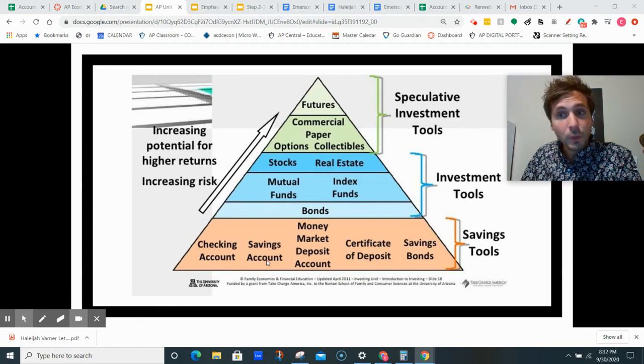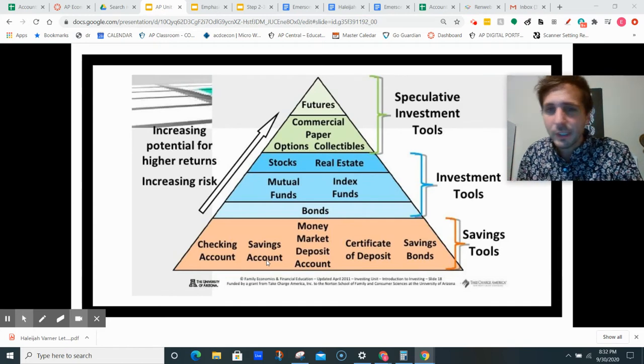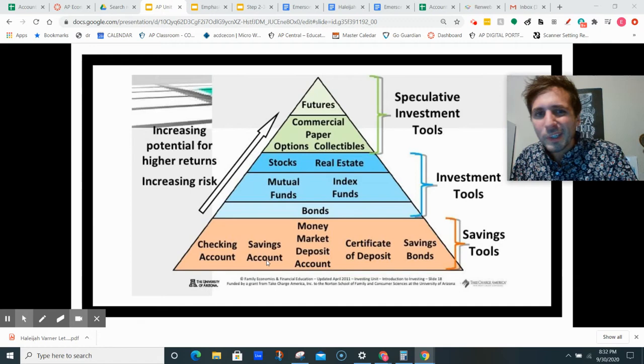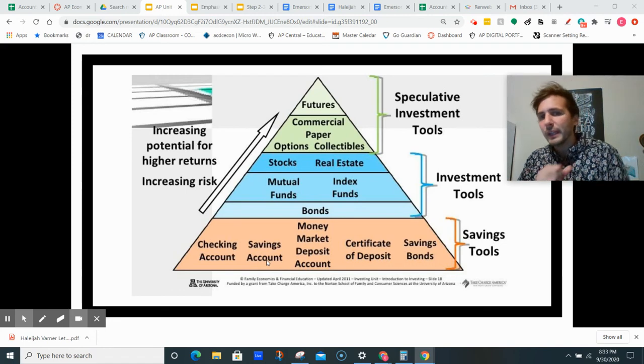You can't touch it for a while, but when you do get the payout, it's pretty significant, enough to retire on. And stocks and real estate are even more risky. And then we have speculative tools. These are where you make the big money or the big losses, right? So I'm speculating. I have options. I have futures. These are things that I can't touch for a long time.